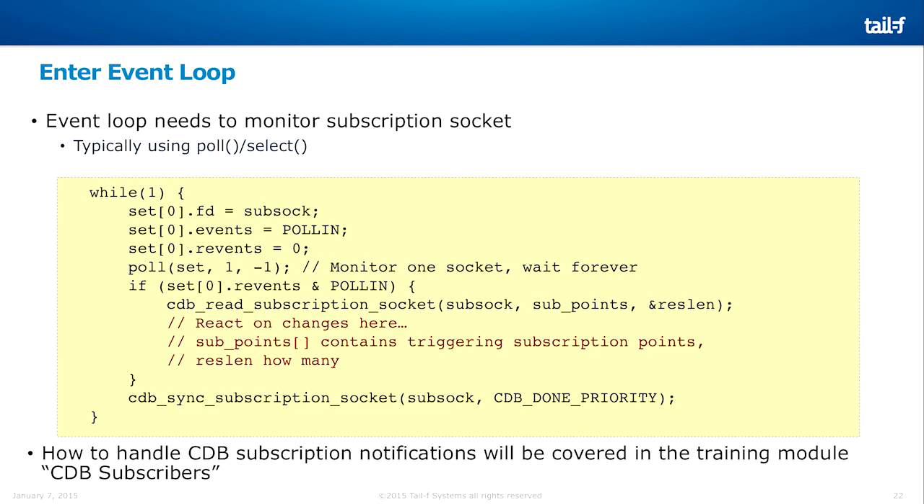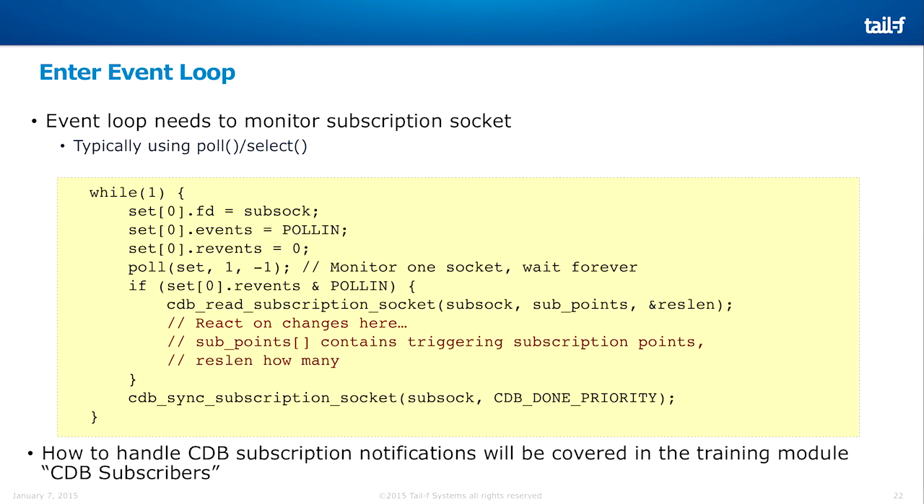There are the subpoints, or subscription points, and reslen, or result length, parameters on this call to read subscription socket. If a transaction causes a subscription notification to your application, and you have multiple subscribers at the same priority level that need to be triggered by that transaction, ConfD and CDB will only notify your program once. Reslen will tell you how many of your subscriptions have fired, and subscription points will be a returned array that allows you to find out which of your subscribers have been triggered with this notification.